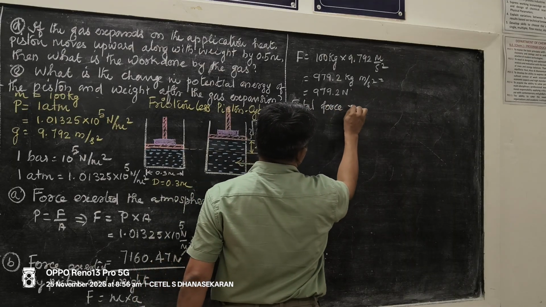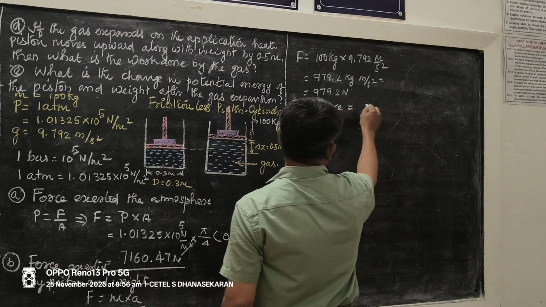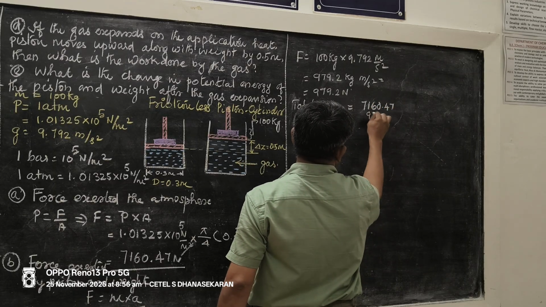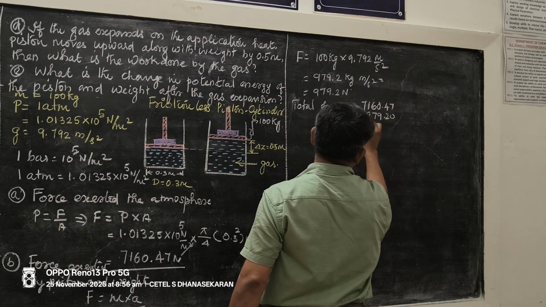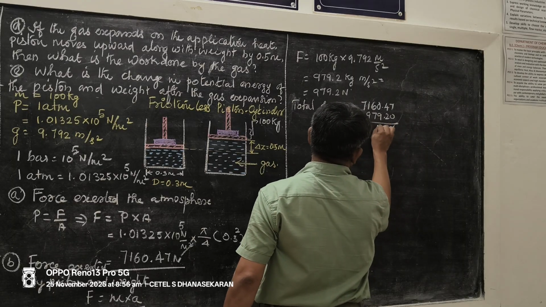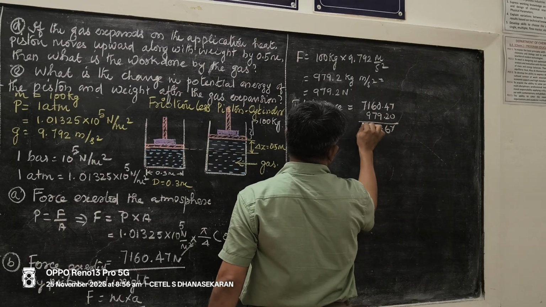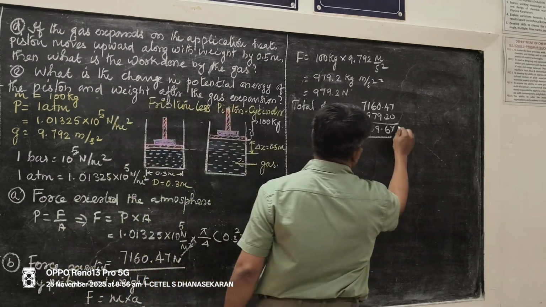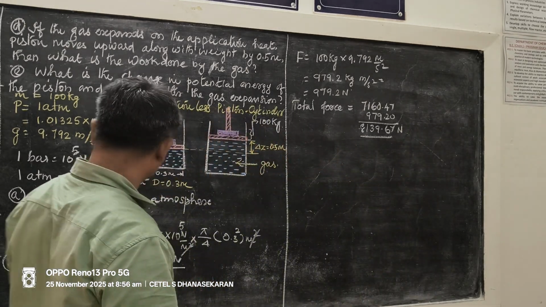Total force is equal to 7160.47 plus 979.20. Total becomes 8139.67 Newton total force.